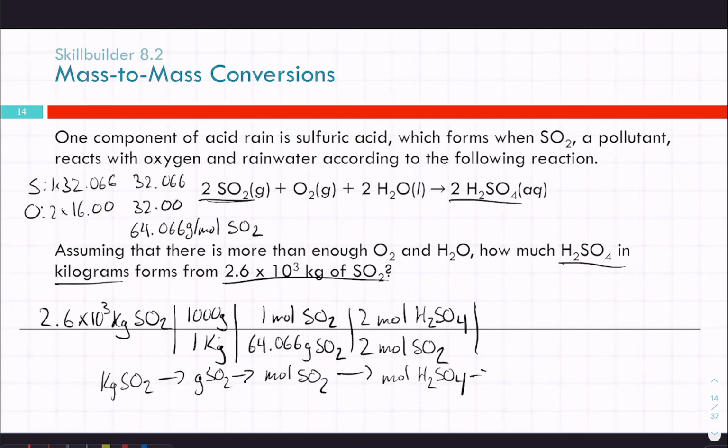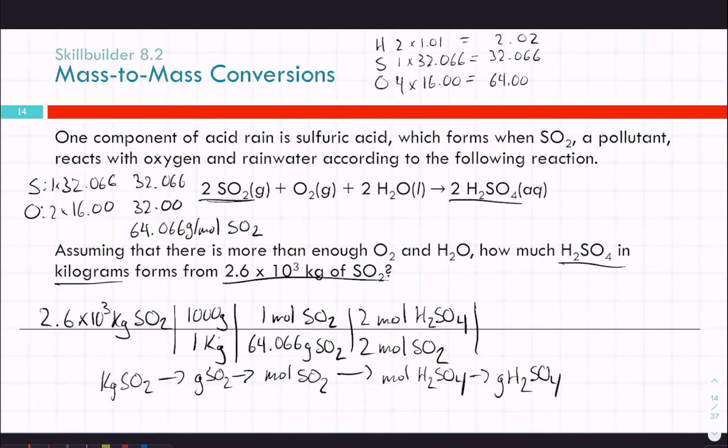And then we need to go from moles of H2SO4 to grams of H2SO4. So it's another molar mass: hydrogen, sulfur, oxygen, 2 hydrogens, 1 sulfur, and 4 oxygens. This will be times 1.01, 32.066, 16.00. So this is 64.00. So just add those up now. 98.086 grams per mole.